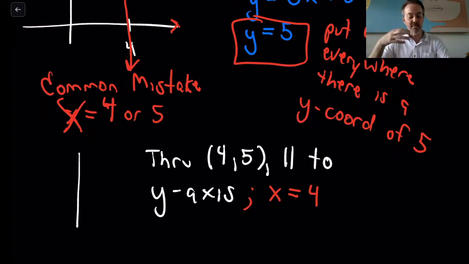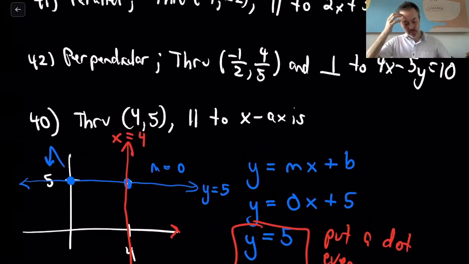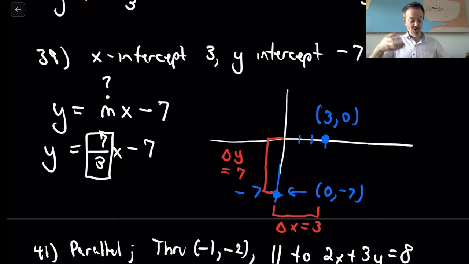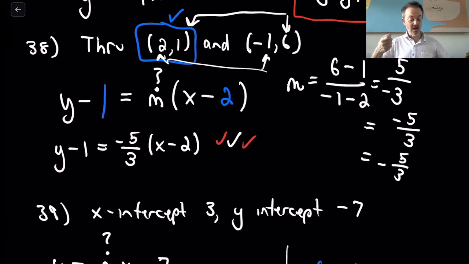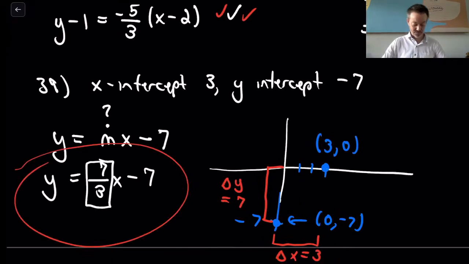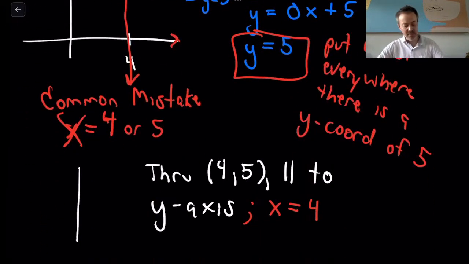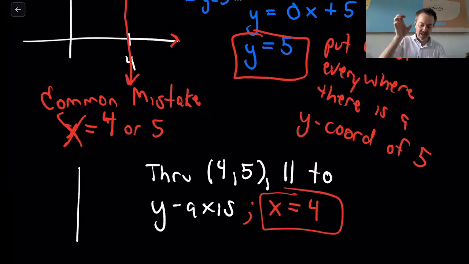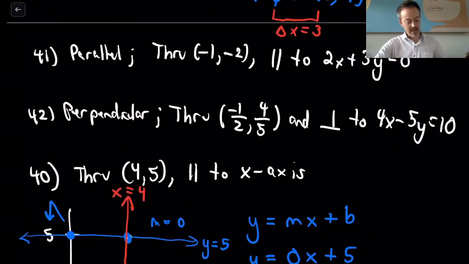Be careful about that, because a lot of times we're so used to seeing lines that have both the slope and the y-intercept, like this example, y equals 7/3 x minus 7. Sometimes when people see y equals 5 or x equals 4, they forget, oh, hey, those are actually lines too. What lines are they? Oh, it's horizontal or vertical. So just a common little thing to have issues with. Okay, let's go back to parallel.